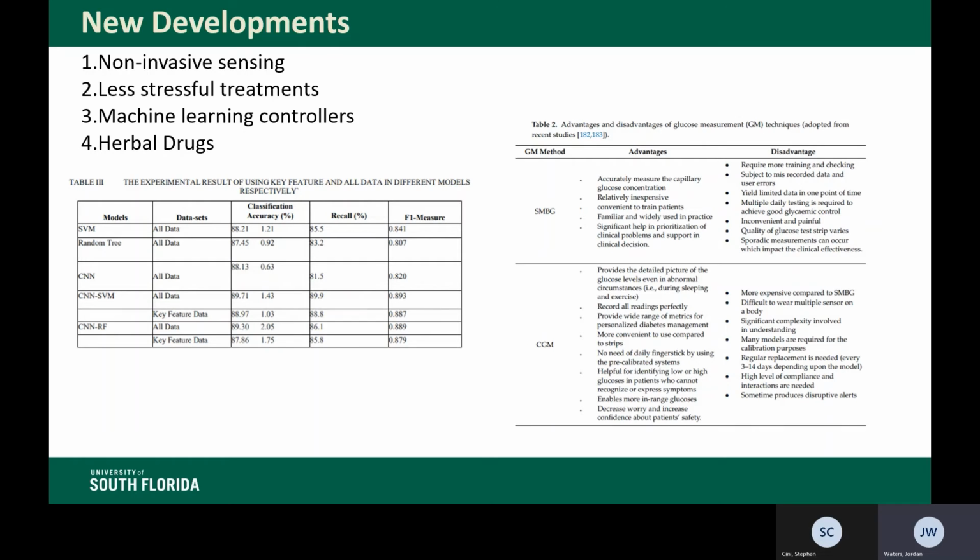And they're also looking at herbal drugs because there's potential in a lot of naturally found plants. For example, candy leaf actually stimulates insulin secretion itself.